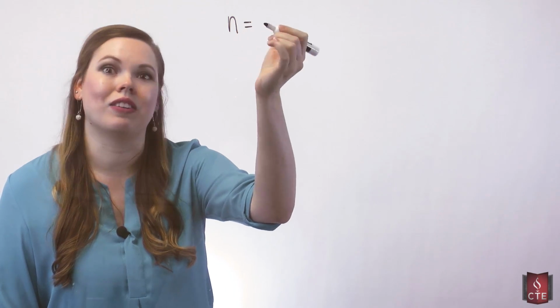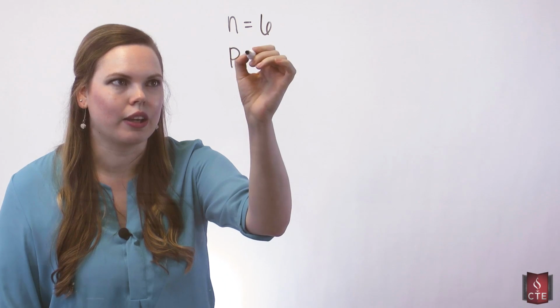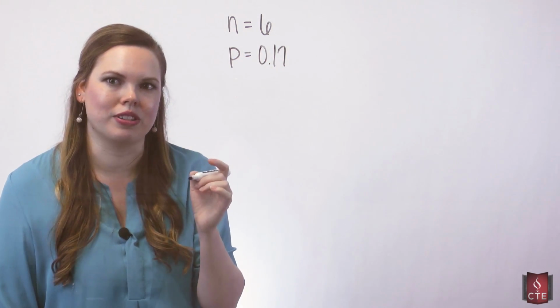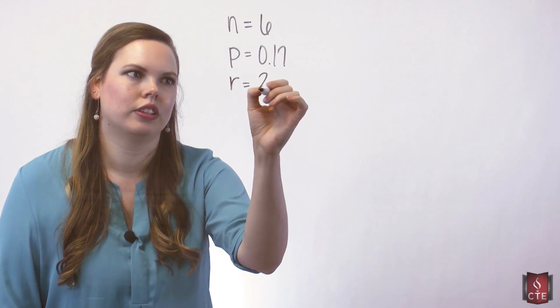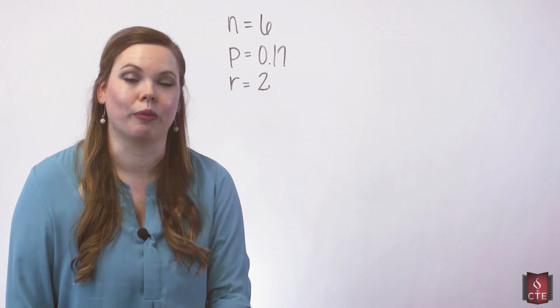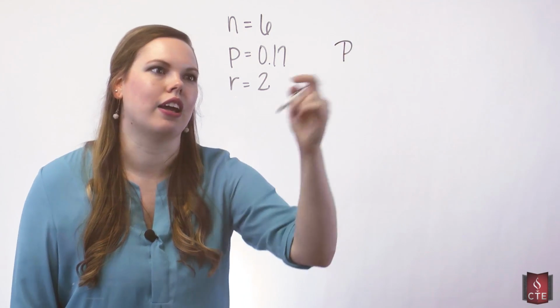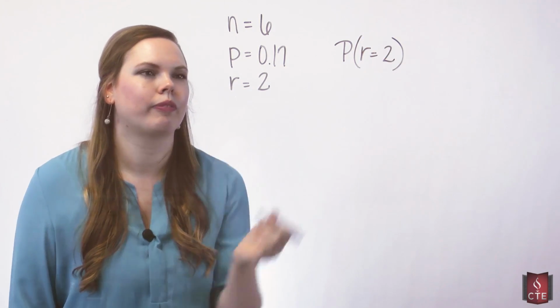Okay, so let's look at first a binomial experiment, and I'm just going to give the variables for you, where n equals 6, p equals 0.17, that's our probability of one success, and r equals 2. It's the number of successes that we want. And so, of course, the binomial is what is the probability of r. So what is the probability that r equals 2?